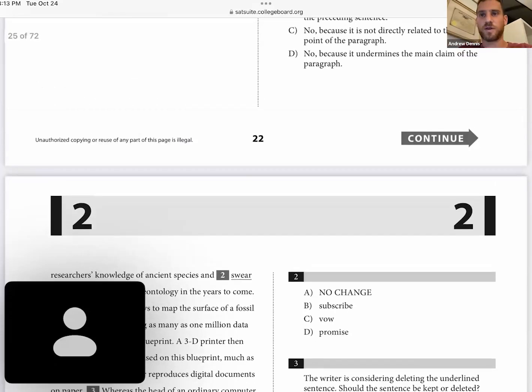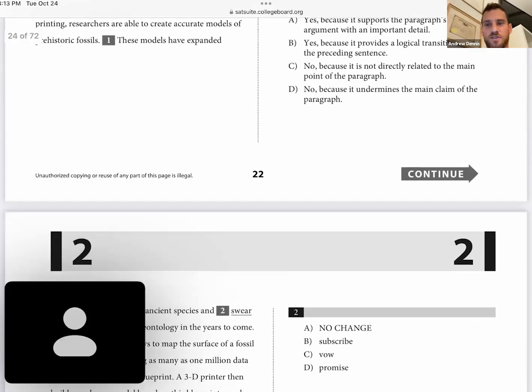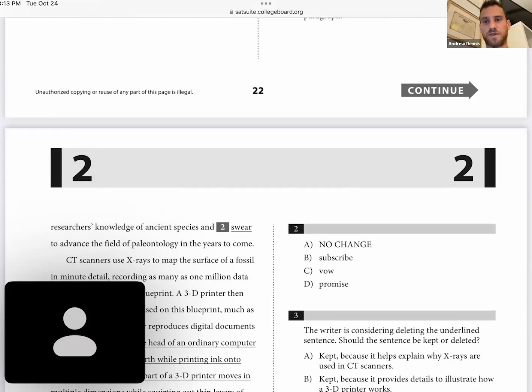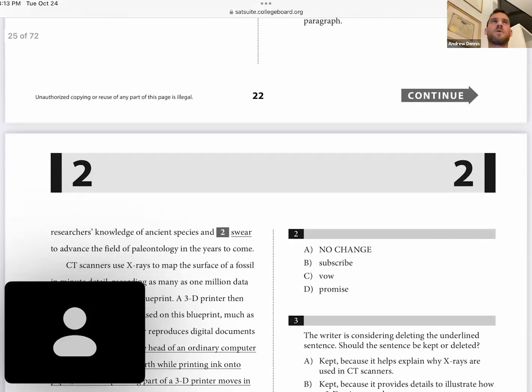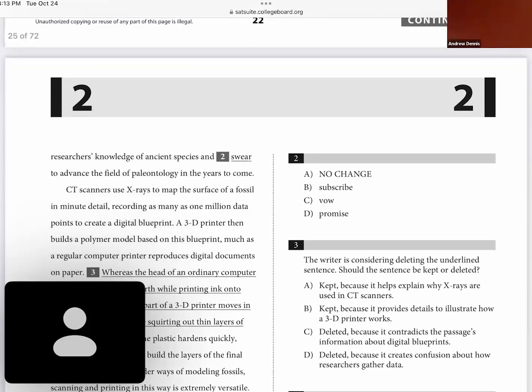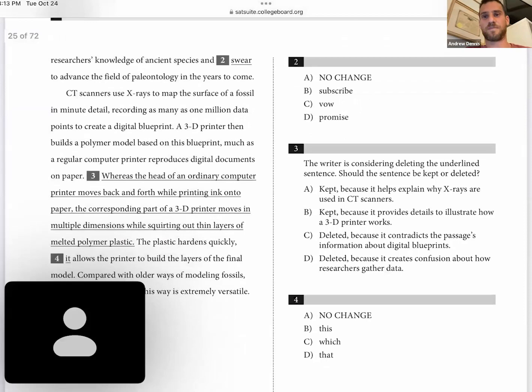Yeah, it's very close, but these models have expanded researchers' knowledge of ancient species and promise to advance the field of paleontology in the years to come. And vow, just because of who's doing it, the models. The models vowing is a little bit off. Usually vowing is something done by a person, not really by, yeah, exactly, an object. An object vowing is difficult. I think promise, it's a very tough one, but I think promise is a better answer there.